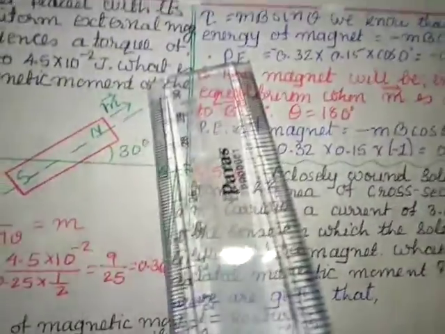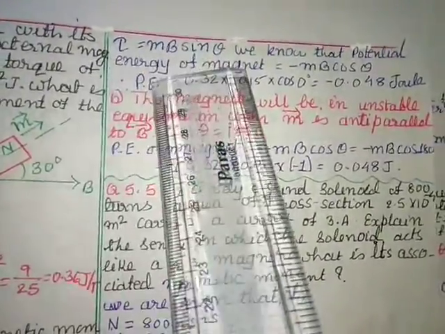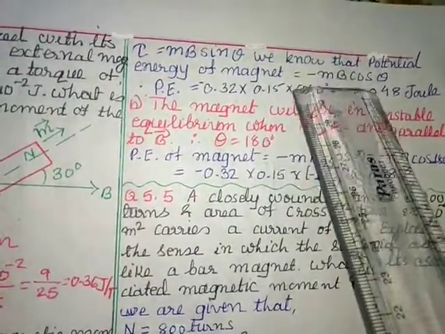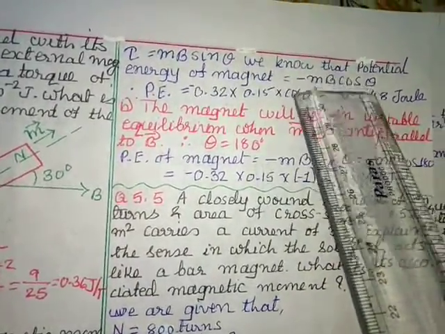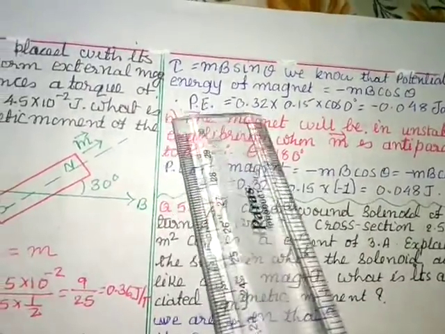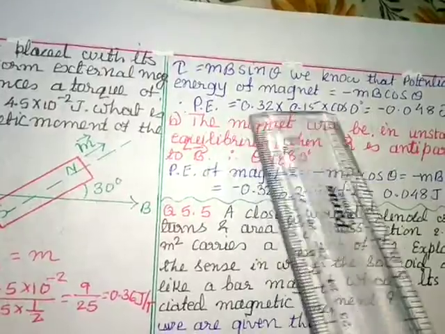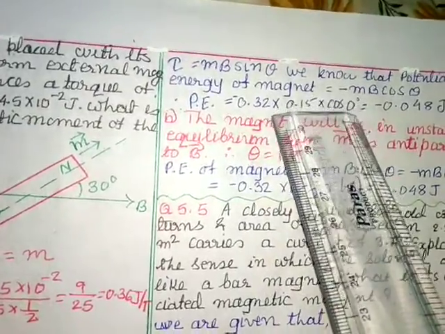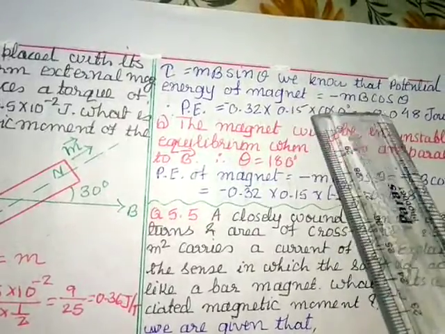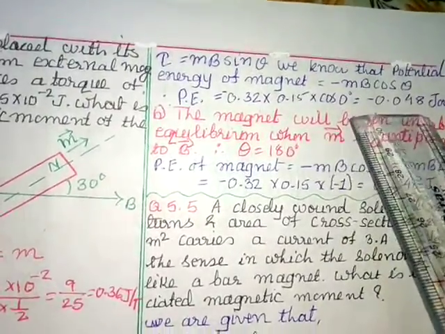Now we know torque is given by MB sin theta. We know that potential energy of a magnet is minus MB cos theta. We have derived this during the calculation. So potential energy is equal to minus 0.32 into 0.15 cos 0 degree. This is the stable equilibrium. Multiply this, cos 0 is 1, so you get minus 0.048 joule.